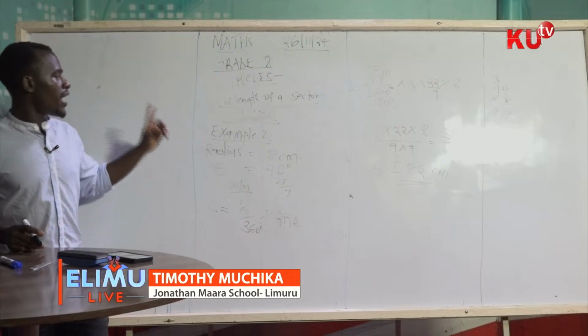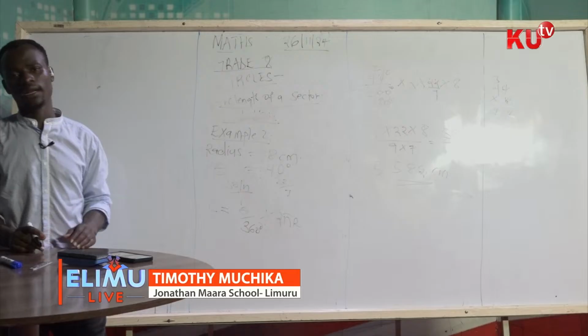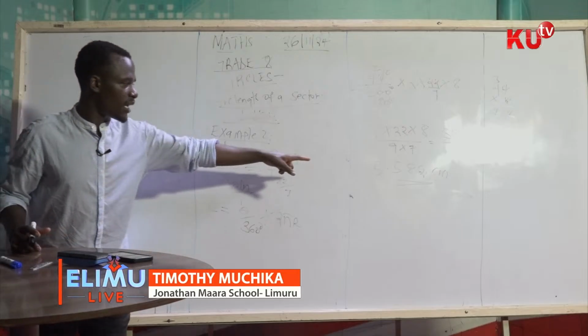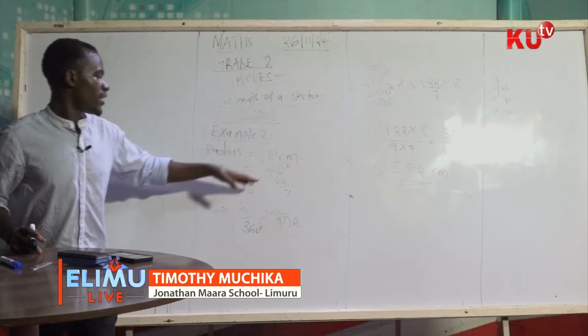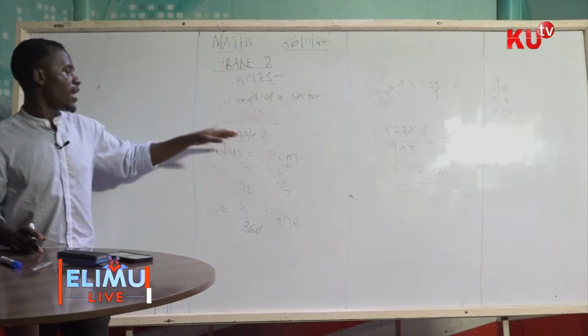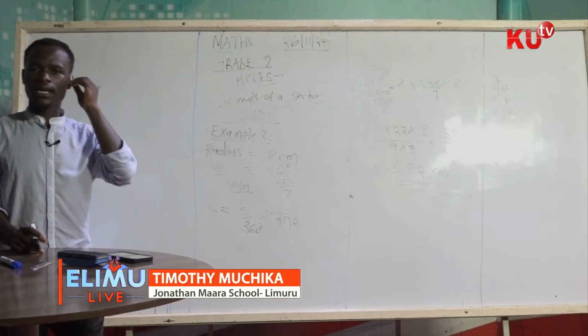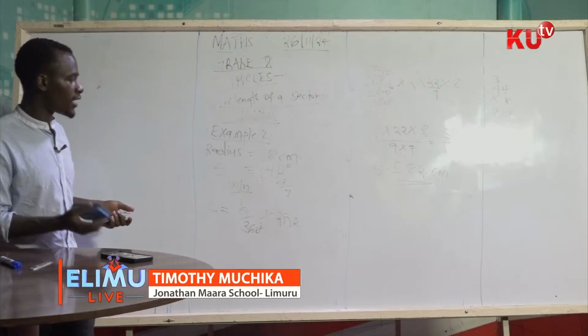So I have said, not all the time they'll ask you to find the arc length. They can give you the arc length. For example, like in the case below, they give you the arc length, they deny you the angle, and they give you the radius. And then they ask you to find the angle subtended at the center of the circle by the given sector or arc.